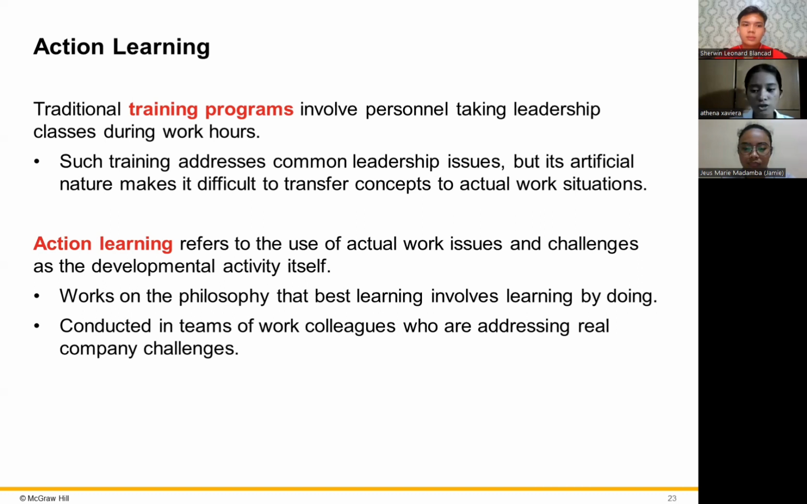The concept of action learning is to teach this group of work colleagues the importance of teamwork when it comes to problem solving, decision making, and addressing issues. It could also develop powerful work teams that would deal with norms and cohesiveness. This is conducted by a group of work colleagues that are addressing real company problems and challenges.